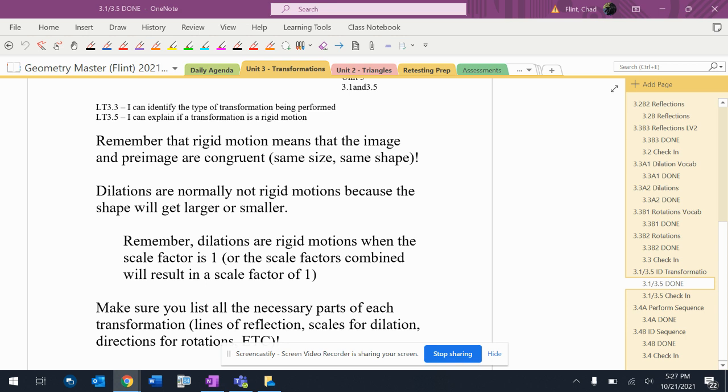All right, so remember, rigid motions means that the image and the pre-image are congruent, which means that the size and shape didn't change. And basically, we're looking for dilations. Dilations are not rigid motions. But we can't just say universally that no dilation is ever a rigid motion, because if I do have a dilation with a scale factor of 1, that is a rigid motion because it doesn't change it at all. So it's this weird case that happens once in a while. So be on the lookout for it.